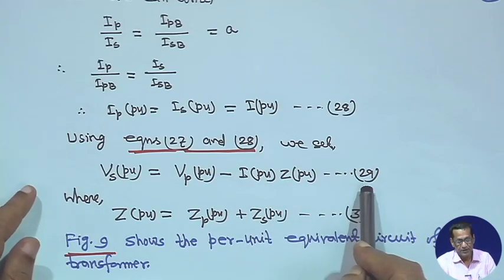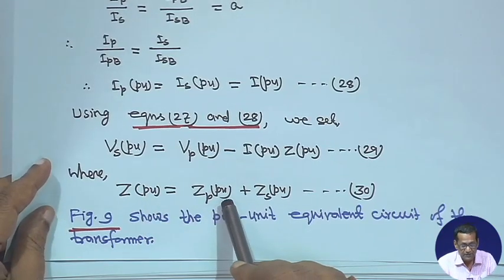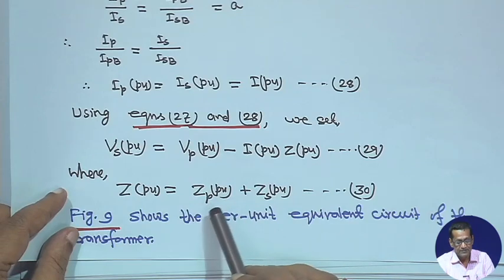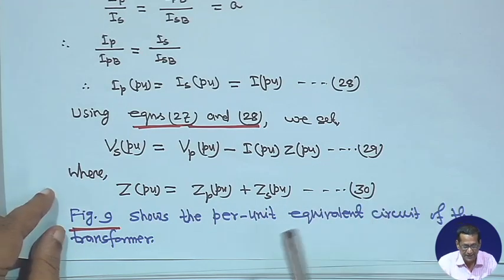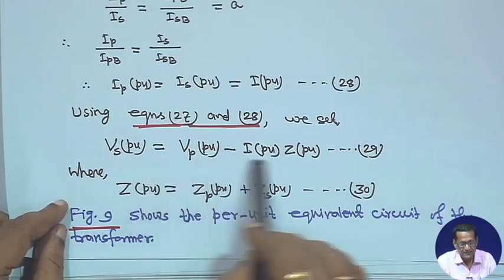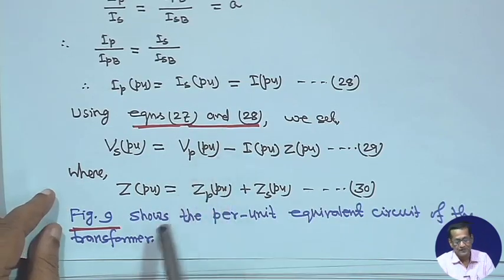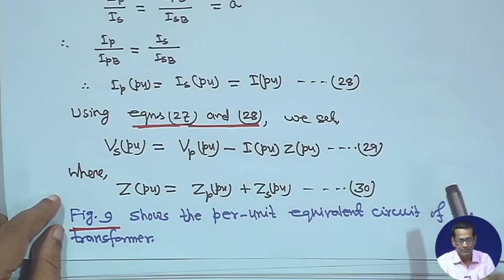This is equation 29, where Z per unit is equal to Zp per unit, primary side per unit values, plus Zs per unit, secondary values. This is equation 30, right. So, that means all these equations, secondary and primary side, are related to per unit, right.